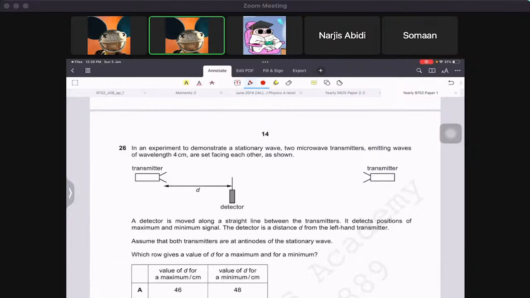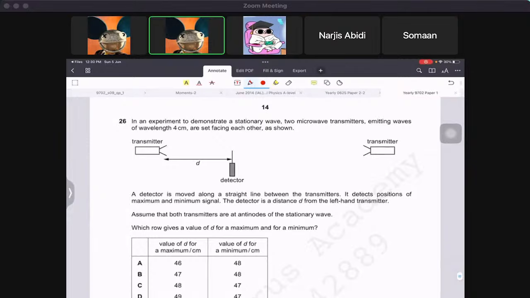So a detector is moved along a straight line from the transmitter, and the detector's position gives maxima and minima at distance d. Assume that both transmitters are at antinodes. Which row gives a value d for the maximum and minimum? Okay, so we have the lambda, right? We got the lambda.